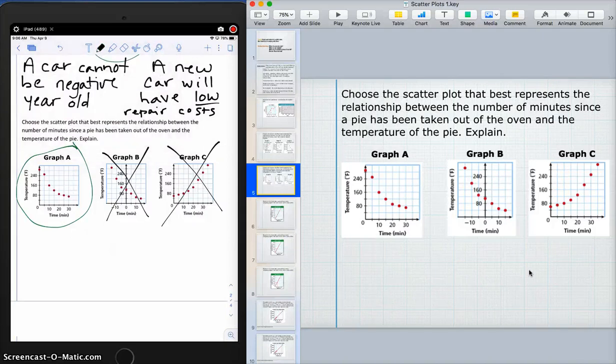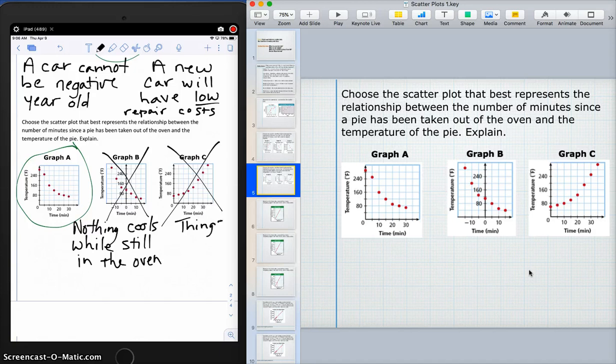So first thing is nothing cools while still in the oven. And then we eliminated graph C by saying things cool down when taken out. So there's our explanation of why we chose graph A.